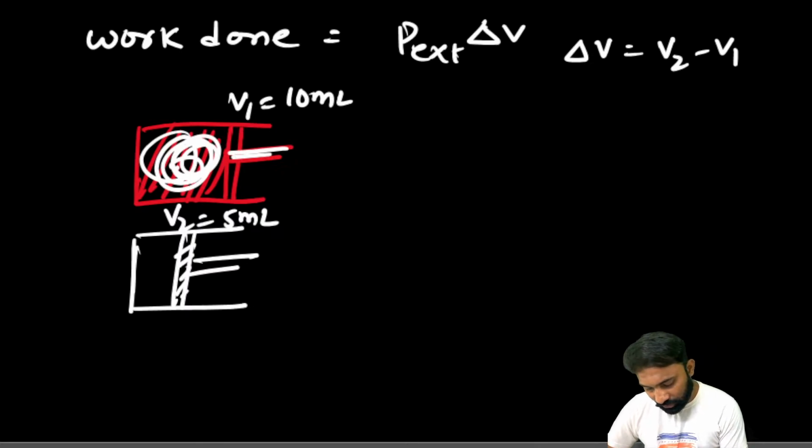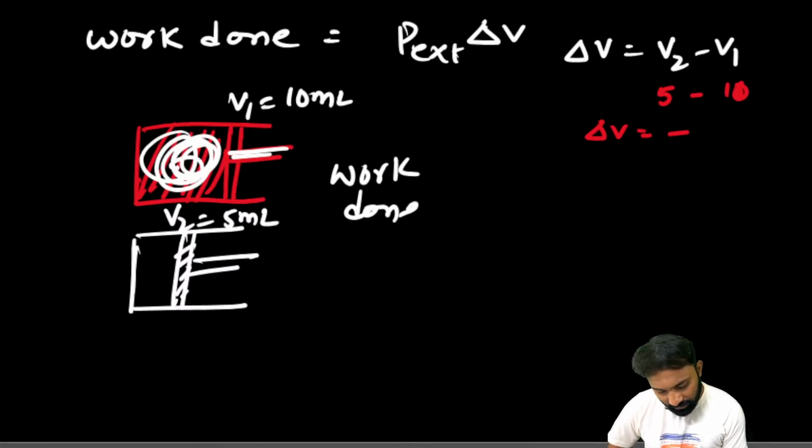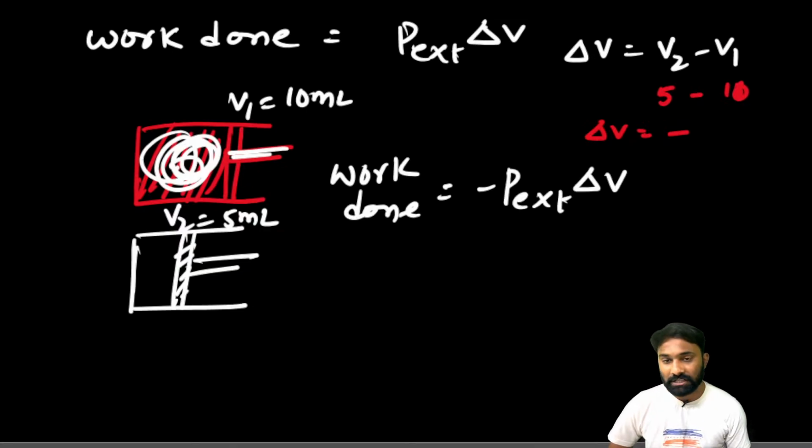Clear? Now the change in volume, from where to where? Initially it has 10 ml and finally it has 5 ml. Now the overall delta V value, how much will I get? I will get a negative, right? Overall, I must get a negative. So here the delta V value is negative, and the work done formula is work done equals minus P external delta V. This is the work done formula we have. Clear?